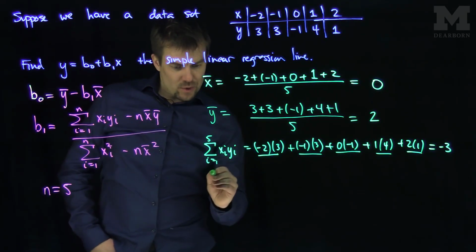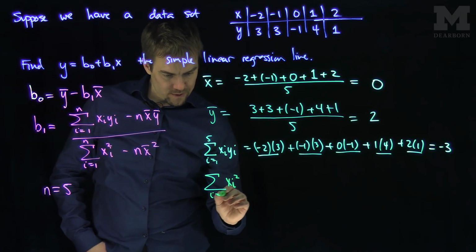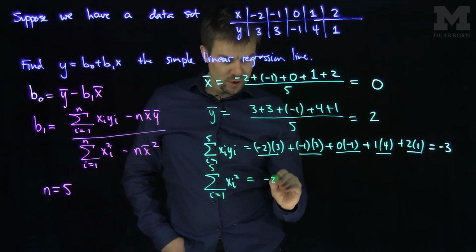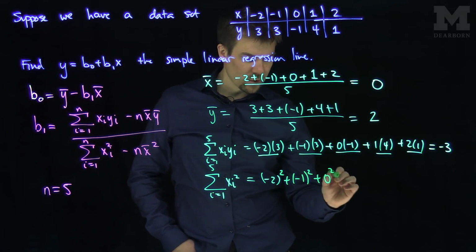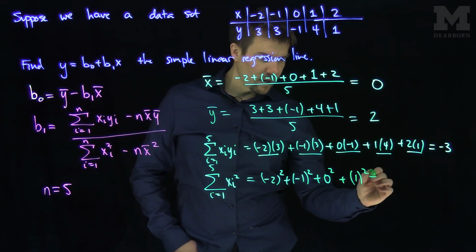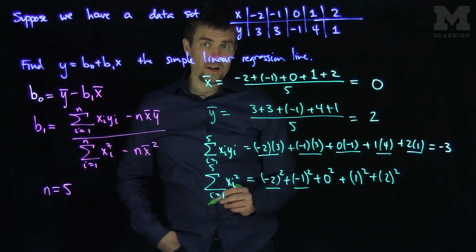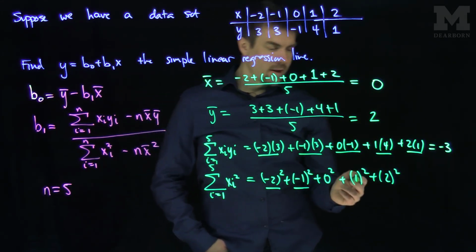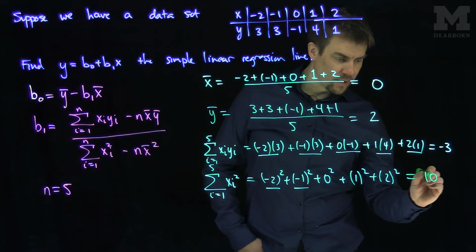And I need to find the sum of the xi squared. The sum of xi squared, i goes from 1 to 5, because I have 5 observations in our data set, is going to be -2 squared plus -1 squared plus 0 squared plus 1 squared plus 2 squared. So that's going to be a 4. That's going to be a 1, because when you square a negative, it becomes positive. So I have a 4 plus 1 is 5. Then a 1 plus 4 is another 5. So the sum of xi squared is going to be equal to 10.